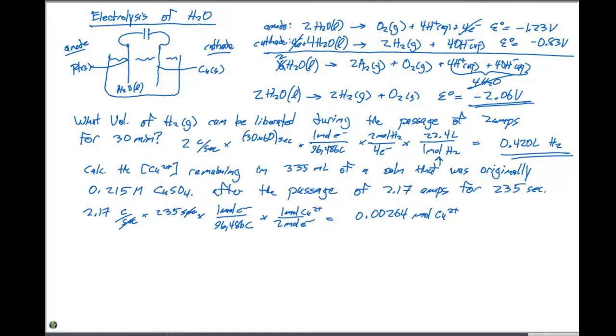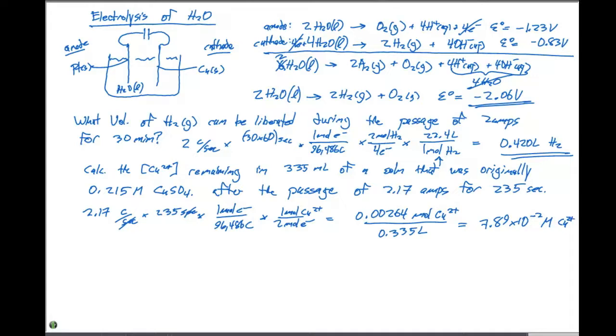So as we go on in this process, we find that 0.00264 moles of copper 2 plus are going to be plated in our time interval. If we divide that by our volume, 0.335 liters, we can calculate a concentration of copper to be 7.89 times 10 to the minus 2 molar in copper 2 plus.